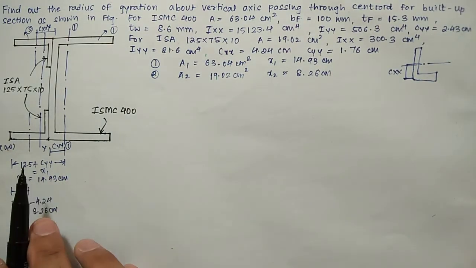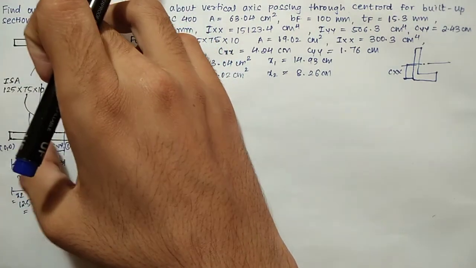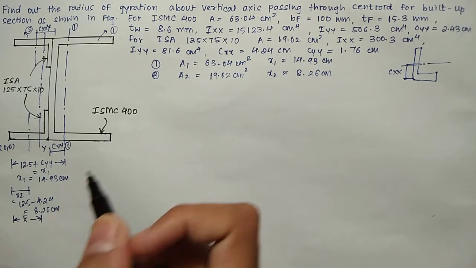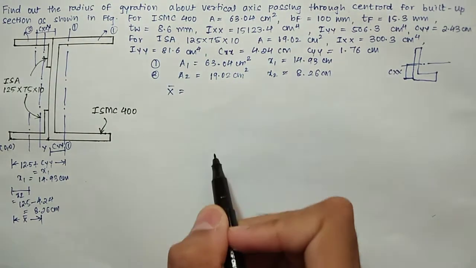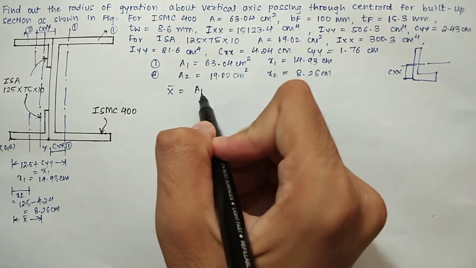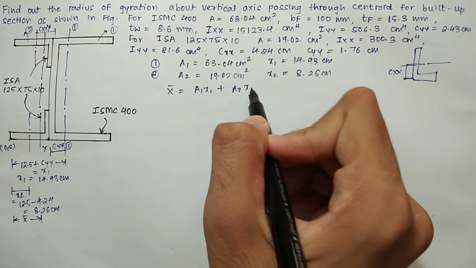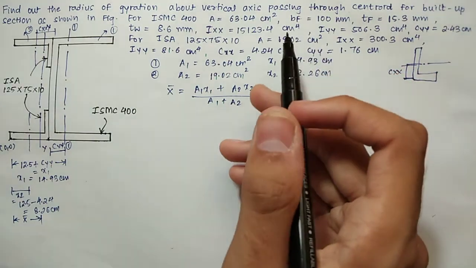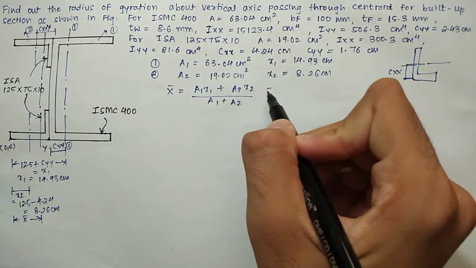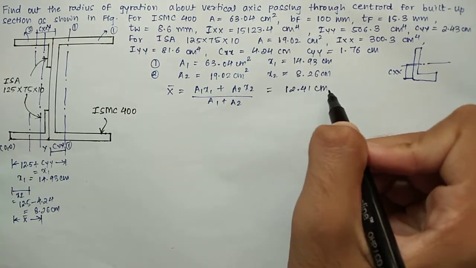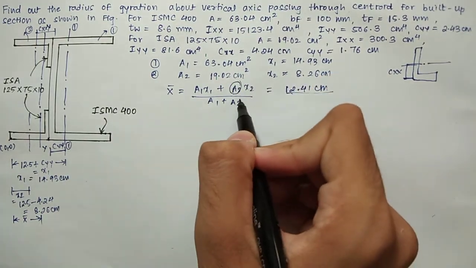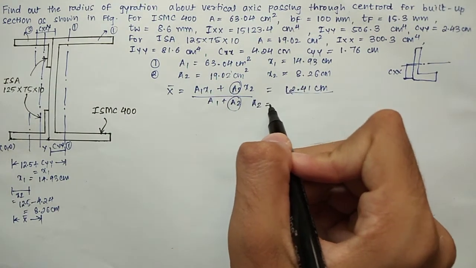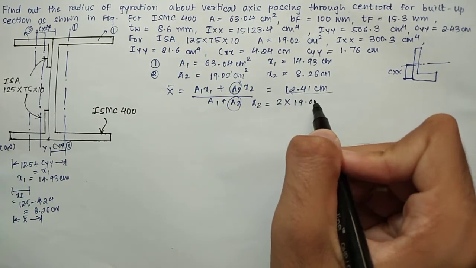So now we need to determine the location of the centroid, that means the location of this axis with respect to the origin, and it is nothing but x bar. The value of x bar, that is the location of the centroid, can be given by the formula (A1x1 + A2x2) divided by (A1 + A2). We know all the values, so placing those values we get the value of x bar as somewhat 12.41 centimeter. Here the value of A2 will be twice that of 19.02 centimeter square, so the value of A2 is 2 into 19.02 centimeter square.